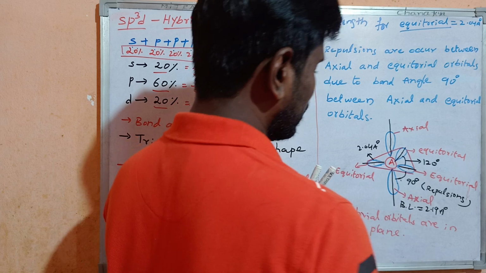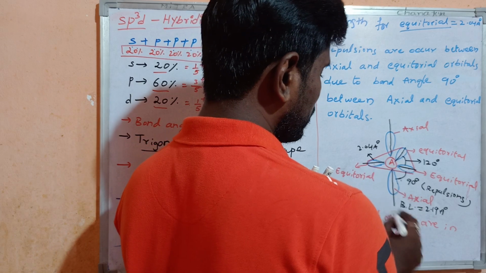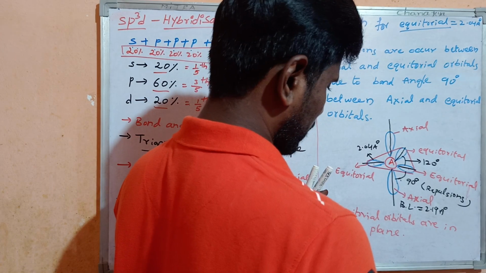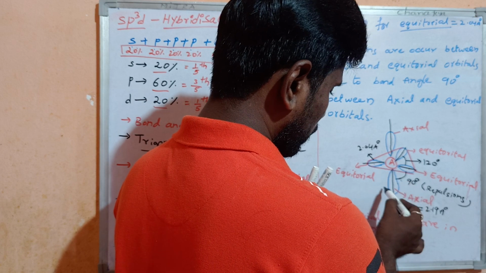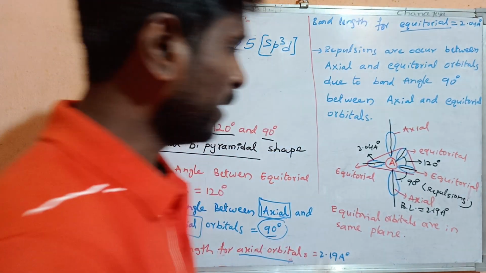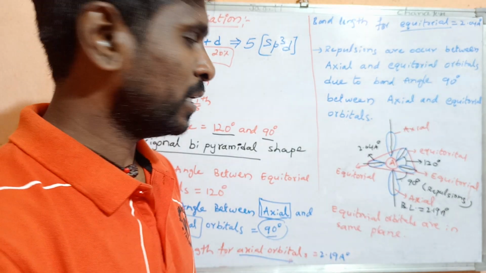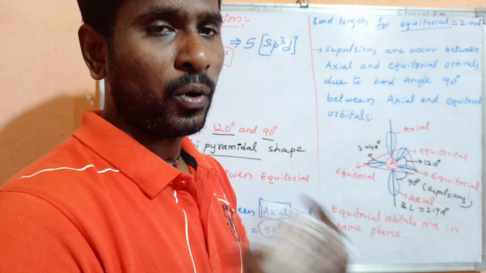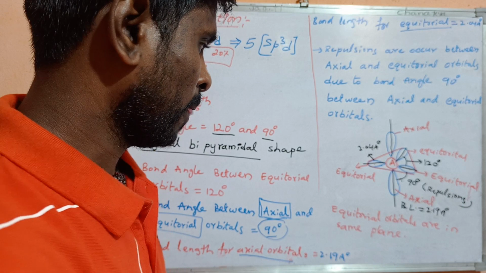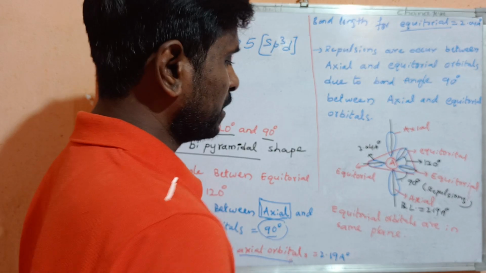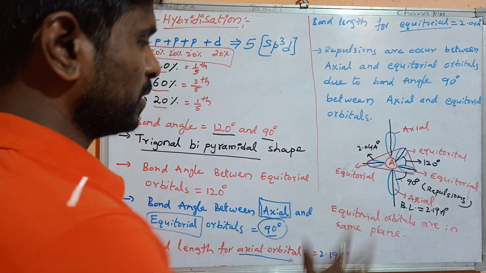Due to this longer bond length, sp3d hybridization is more reactive. Whenever bond length is more, the bond energy is less. Whenever bond energy is less, it participates more in chemical reactions. This is the sp3d hybridization.